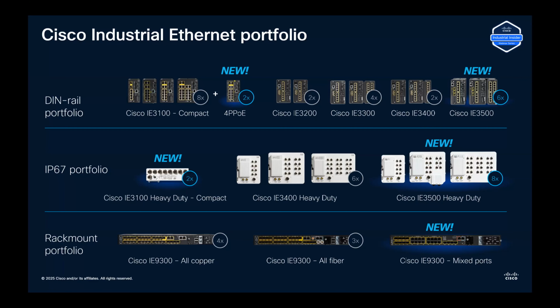Then at the bottom, we have your typical switches, the rack mount portfolio, which consists of the IE 9300, and these come in different form factors and different capabilities as well. Some of our models are all copper, some all fiber, and some are mixed ports, which give you the copper and fiber ports for added flexibility. All of these are industrial, which means they're ruggedized. They can withstand extreme temperatures and dust. They can operate very robustly and very reliably in industrial operating conditions.